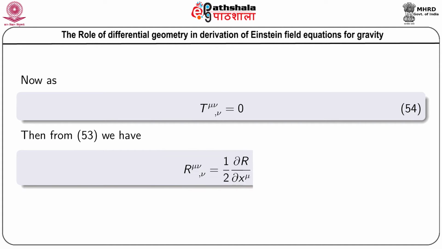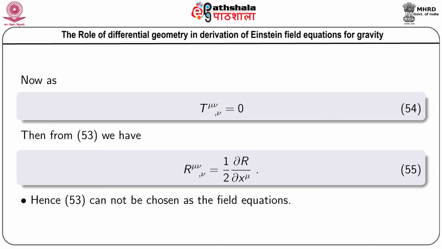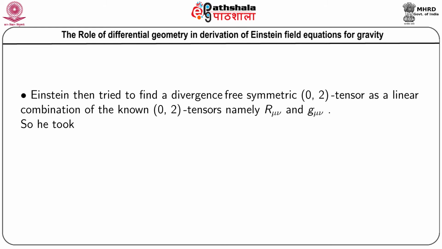Then from the previous equation we have R mu nu comma nu equals to half del R by del x mu. Now, this one is just the partial derivative of the scalar curvature of the space. So, it cannot be chosen as the field equation. Therefore, Einstein tried to find a divergence free symmetric 0 to tensor as a linear combination of the known 0 to tensors, namely R mu nu and G mu nu. That means the Ricci tensors and the fundamental metric tensors.